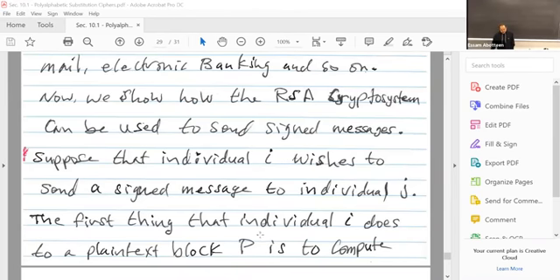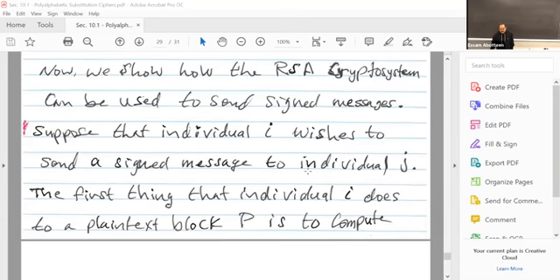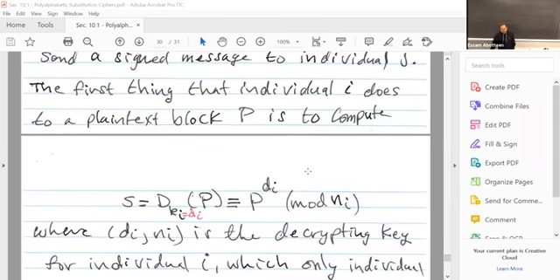It's going to take a plain text block, P, and use his private decryption key and calculate P to the D sub I, mod N sub I. Now remember, N sub I is known. That is the product of two primes for the encryption and, of course, decryption for individual I. And the encrypted message, we're going to denote it by this S.